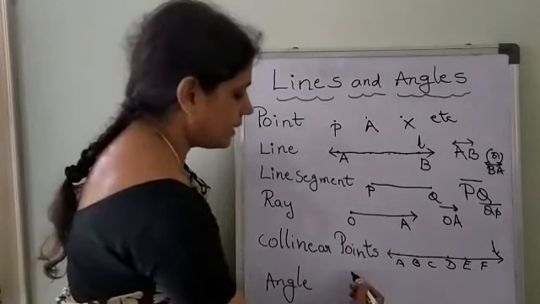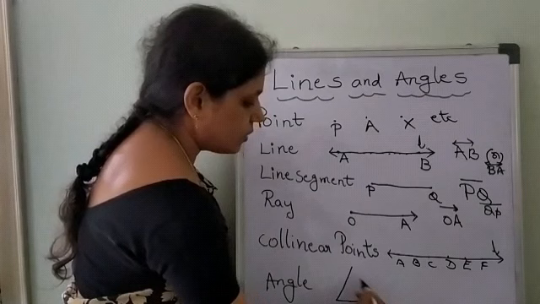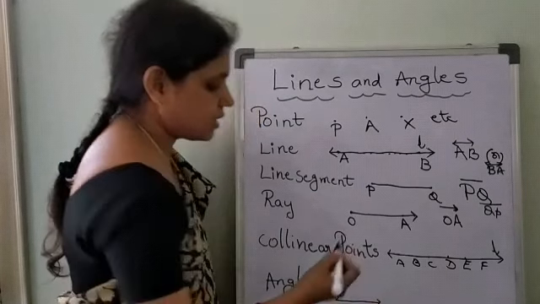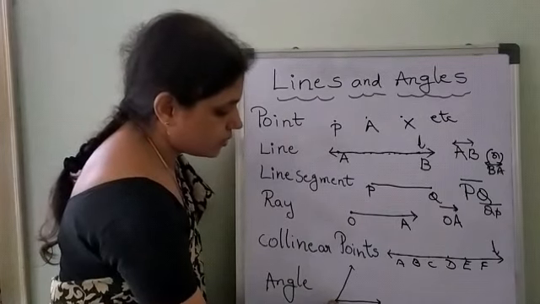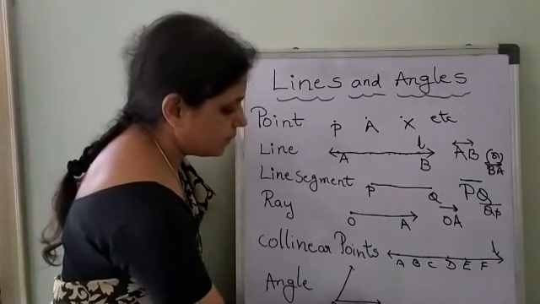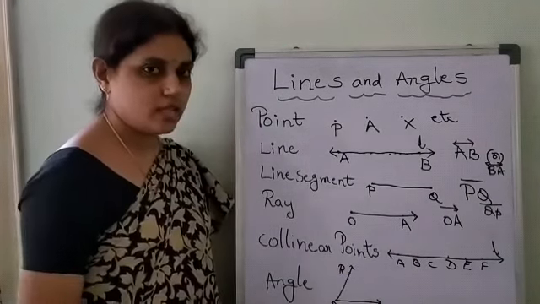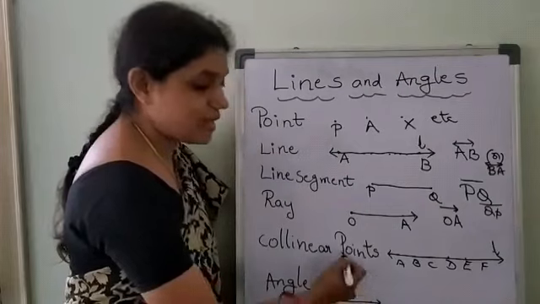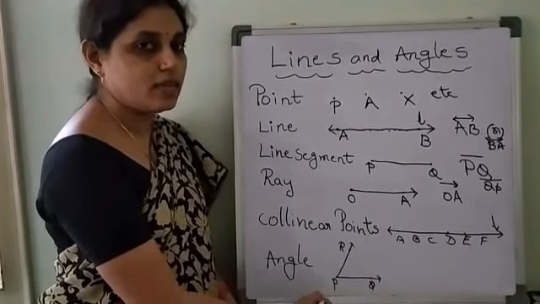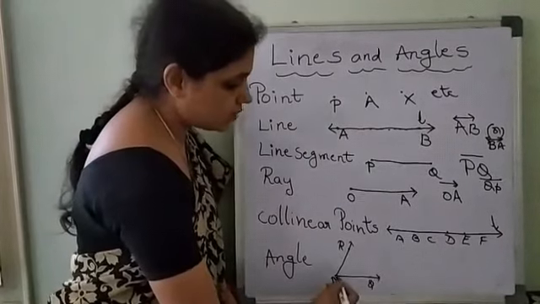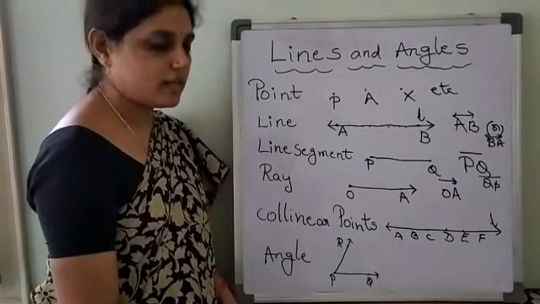Next one is angle. Angle, I think all of you know definitely. Here different types of angles also we have. Just a general angle here I have drawn. Suppose this is P, Q, R. Here what you can see in this picture. Two rays are having a common end point. That means what? PQ ray and PR ray both are meeting at the common point.